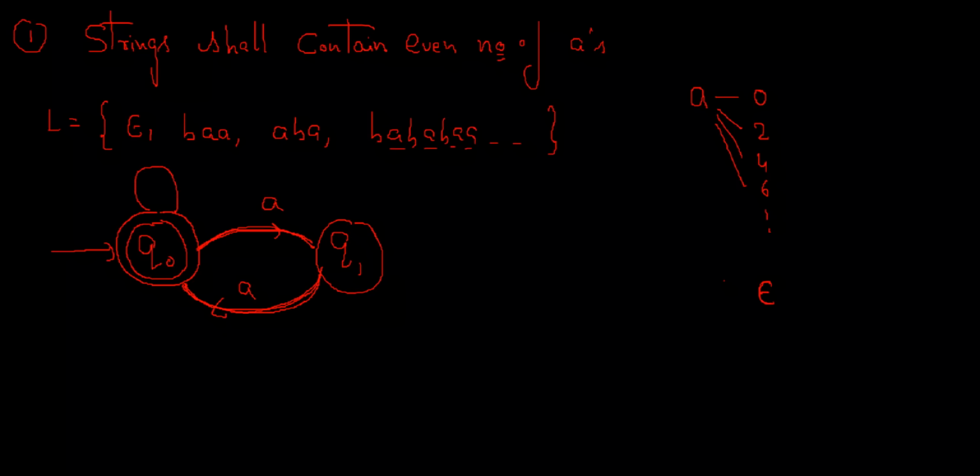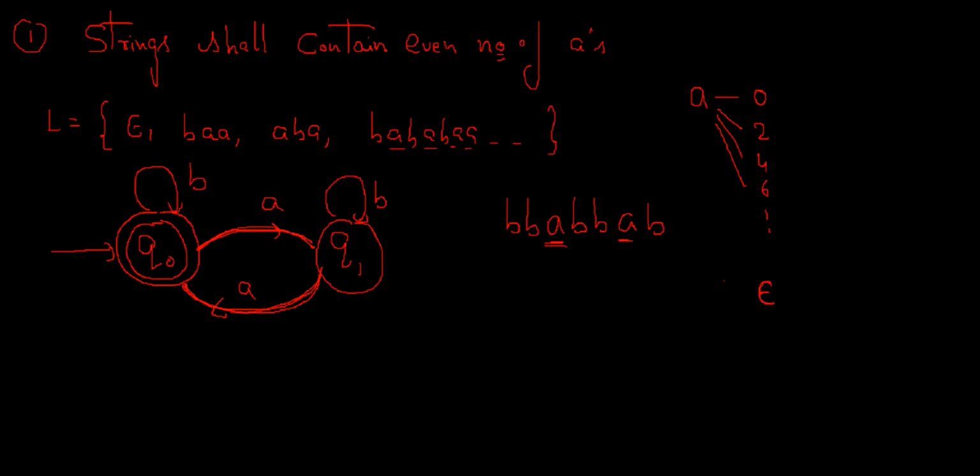But in between, you may have any number of B's. We will not care. Suppose B comes, you are not worrying. You are looking for A. Okay, 1 A comes, you are going to state Q1. Again B, you are not looking at B. You are just skipping. Another A, yes. So for this A, the pair comes. Now again, you are coming back and staying at Q0.